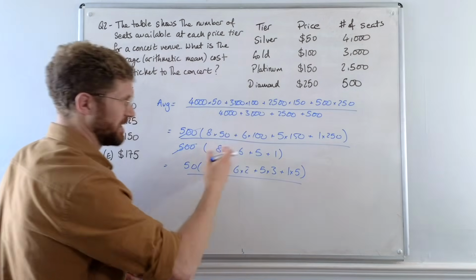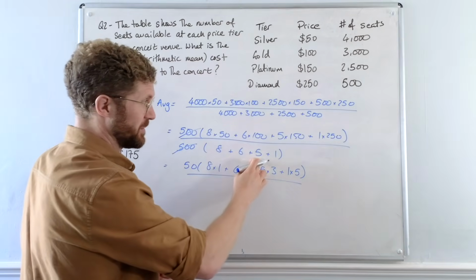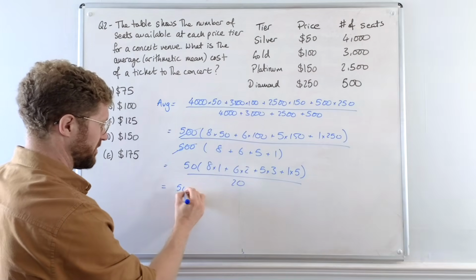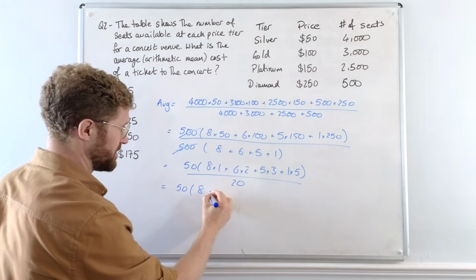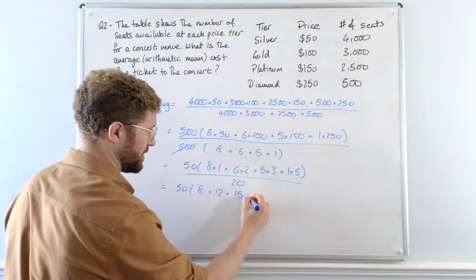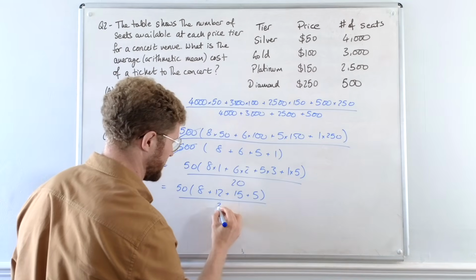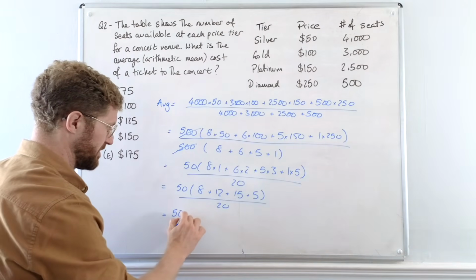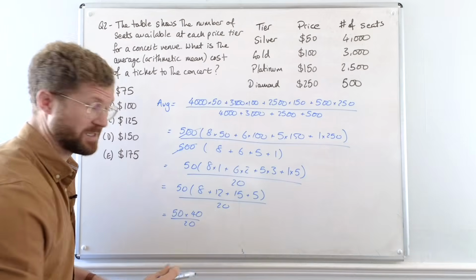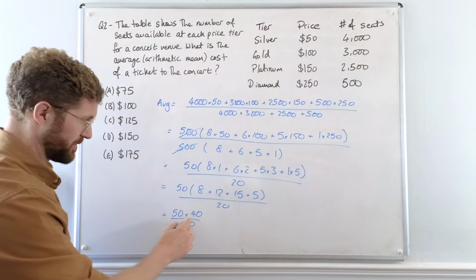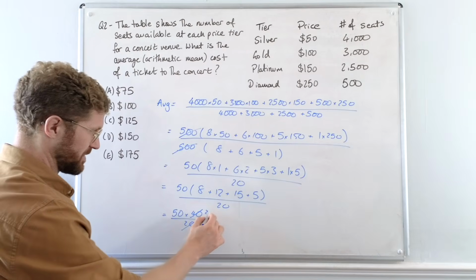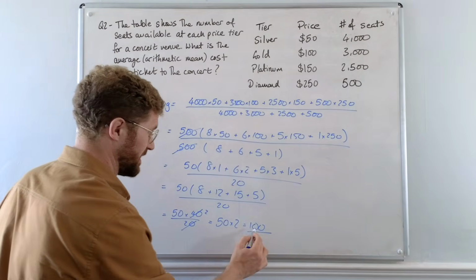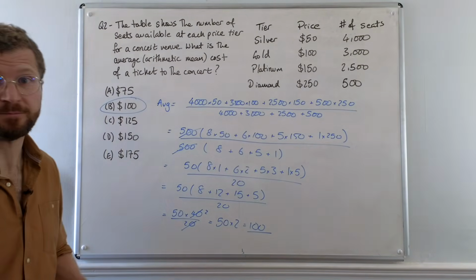And bottom of the fraction, I'm going to add these numbers up. So 8 plus 6 is 14, plus 5 is 19, plus 1 is 20. So now I've got 50 multiplied by 8 times 1 is 8, 6 times 2 is 12, 5 times 3 is 15, 1 times 5 is 5. All of this is still over 20. 8 plus 12 is 20, 35, 40. So I've got 50 multiplied by 40 divided by 20, and I can start to cancel things. 40 and 20 cancel, so 40 is 2 times 20, so the whole thing simplifies right down to 50 times 2, which will give me 100, and so my final answer for this question is B.